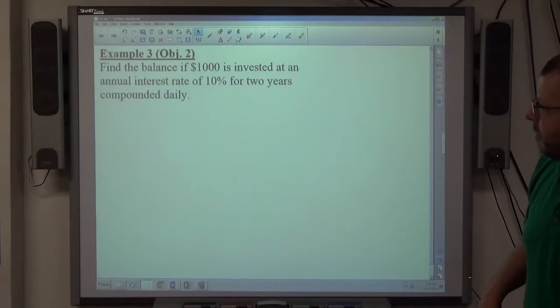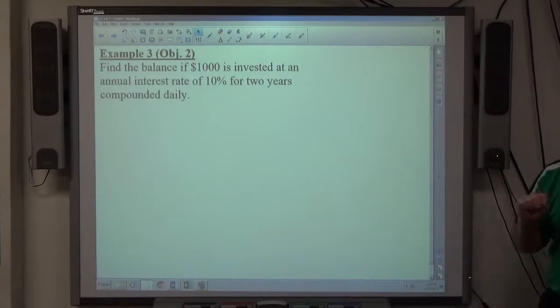Okay, now example 3. Now we're going to compound it daily. So how much more do you think we're going to need now? We're going to compound it 365 times 2, 730 total times in 2 years. Once a day. Should be a whole lot more.